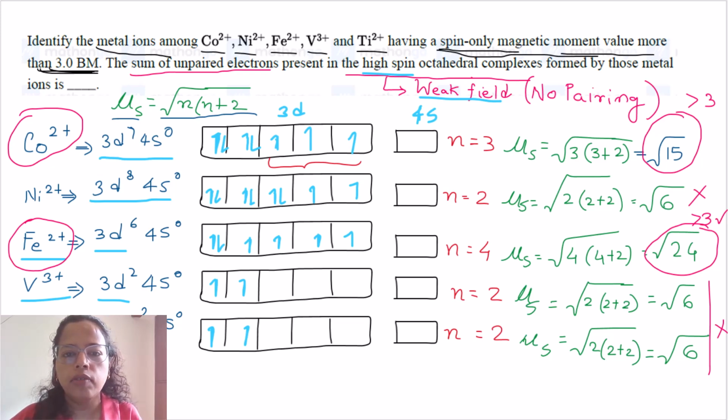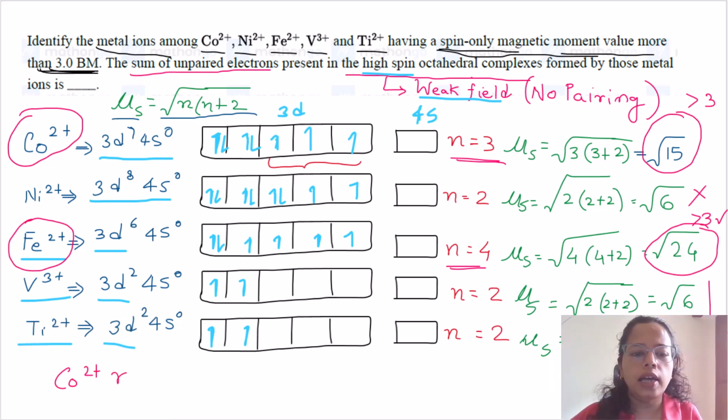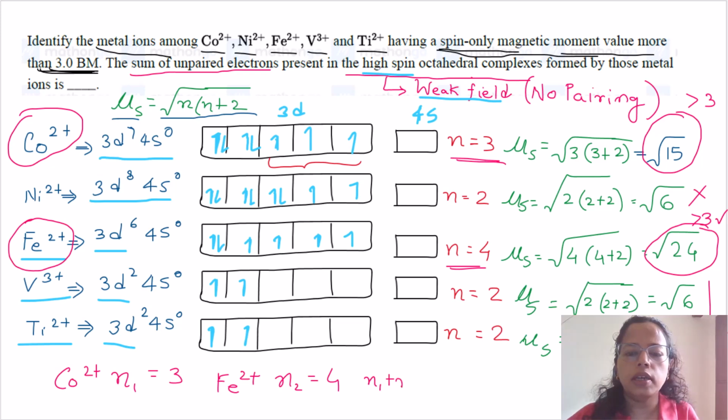So let's see how many unpaired electrons these have. Cobalt has 1, 2, 3 unpaired electrons, n equal to 3. Fe2+, the number of unpaired electrons is n equal to 4. So let's say cobalt 2+ has n1 equal to 3 and Fe2+ has n2 equal to 4. So what is n1 plus n2? n1 plus n2 is equal to 3 plus 4, that is 7. So our final answer to this question is 7.